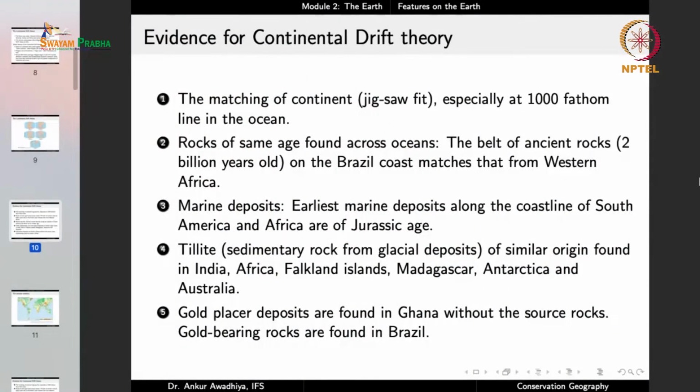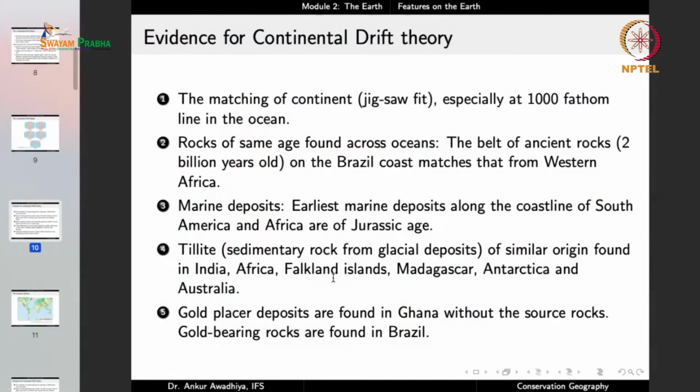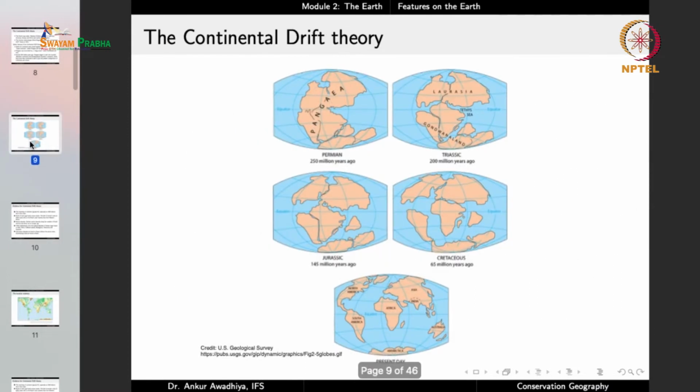Now similarly, these sediments called tillites are made from glacial deposits of similar origin. Similar origin means that they have come up through the breakage, weathering and erosion of the same rocks or similar rocks. So they are of the same origin. Now we are finding these sedimentary rocks of glacial origin in all these different locations that are so far apart today: India, Africa, Falkland Islands, Madagascar, Antarctica and Australia. So probably sometime back in antiquity they should have been together.